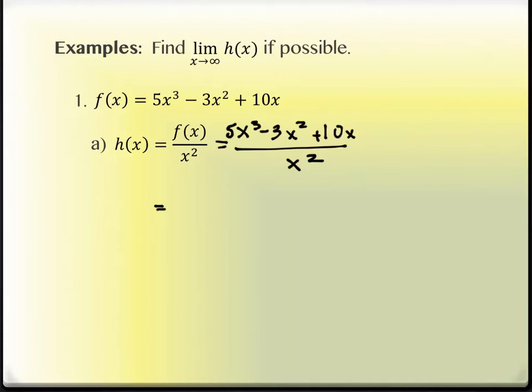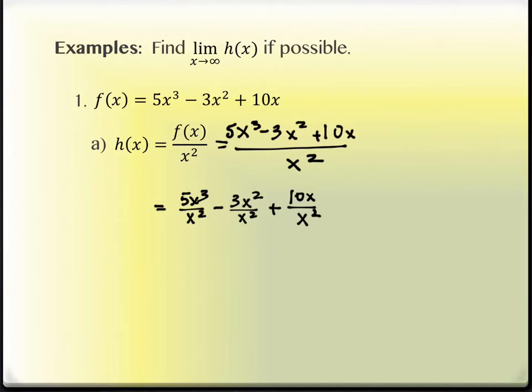We could actually divide each of these pieces by x squared. So we could write this as 5x cubed divided by x squared, because we did this back when we were talking about derivatives even. And this one over x squared, and then we have 10x over x squared. Okay, is everybody good with the algebra that I just did? Just broke it apart into some pieces.